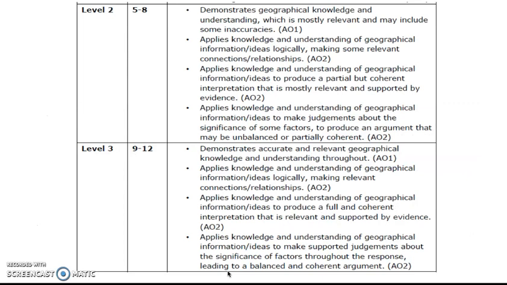So here again is the quick mark scheme. What are we trying to do? Demonstrate accurate and relevant geographical knowledge, AO1. This would come mainly from the introduction and the key terms that you use. You're making logical and relevant connections and relationships between the different factors, between governance, magnitude, etc., so that you're producing a full and coherent interpretation that is relevant and supported by evidence. You've got case studies in there. You've explained them clearly and it makes sense. And also you're making judgments throughout, not just at the conclusion.